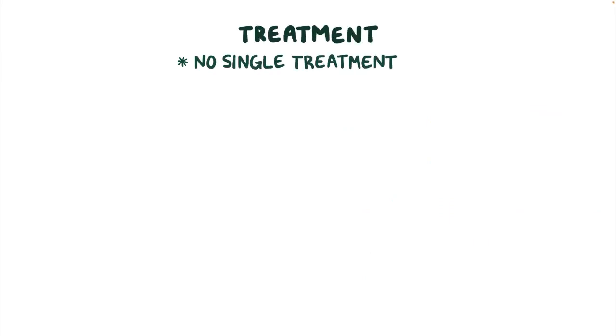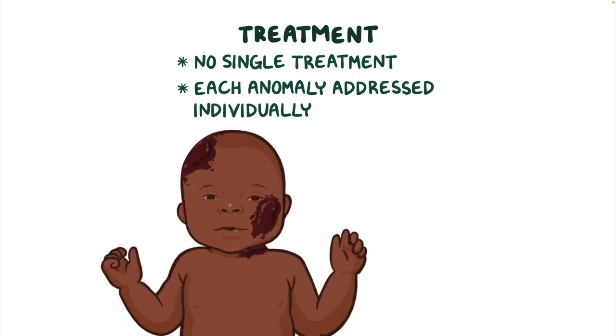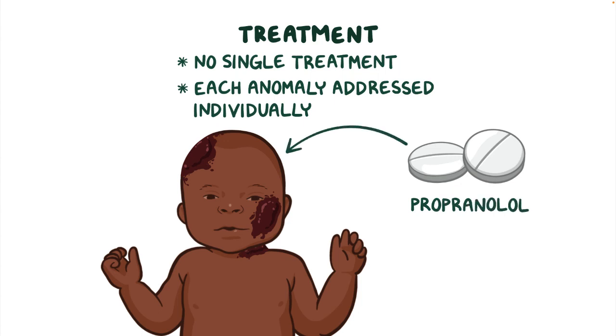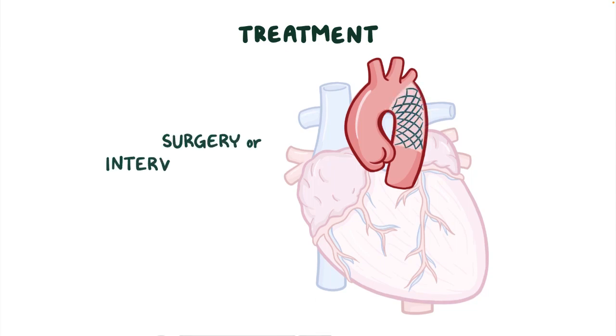Currently, there's no single treatment for PHACE syndrome. Rather, each anomaly is addressed individually. Infantile hemangiomas are commonly treated with a medication called propranolol, which helps to decrease the size of the hemangioma over time. Other symptoms, such as coarctation of the aorta and other arterial anomalies, can be corrected with surgery or interventional radiology.